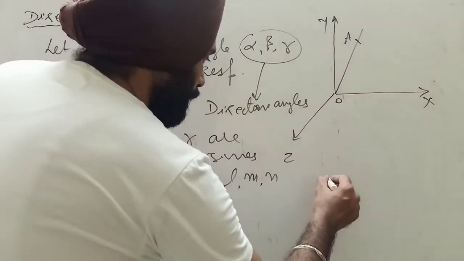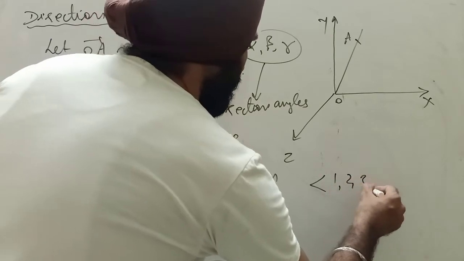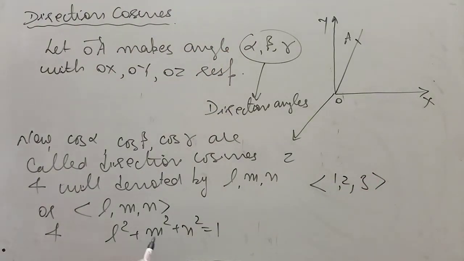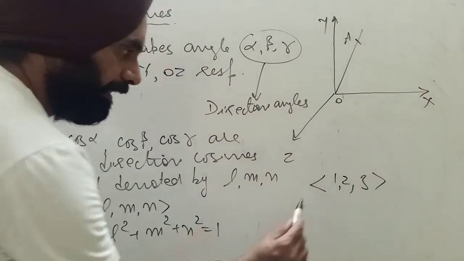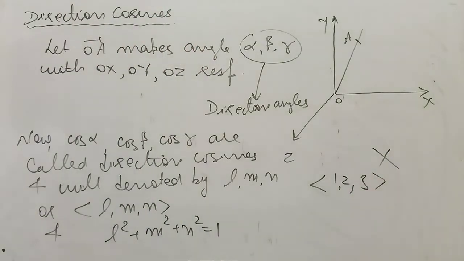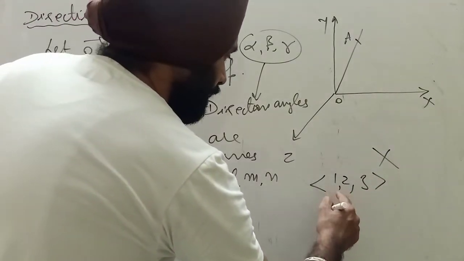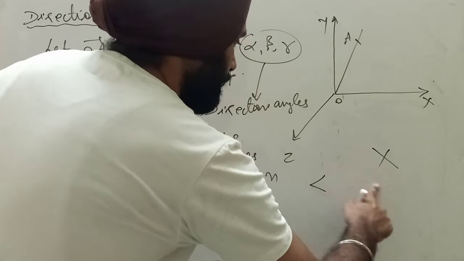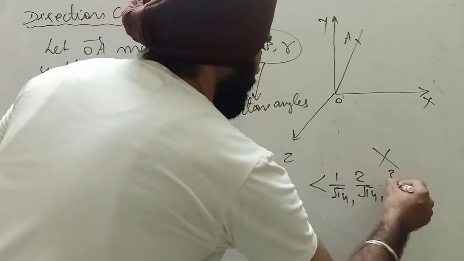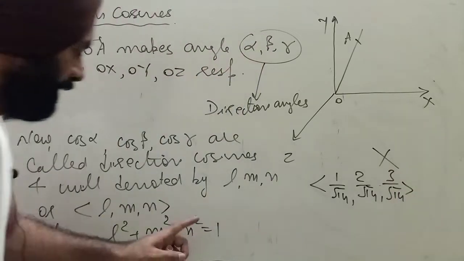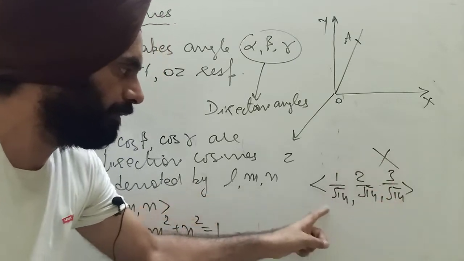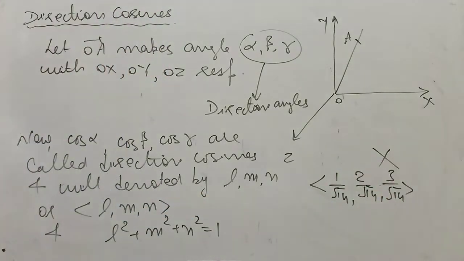Clear? Suppose that there are 3 numbers 1, 2, 3. Are these direction cosines or not? Check by this condition: 1 square plus 2 square plus 3 square, is it 1? No. So these are not direction cosines. But you can check that if 1 by root 14, 2 by root 14 and 3 by root 14 come, and you apply this condition, adding the squares of these numbers, then it will clearly be equal to 1. So these are the direction cosines.